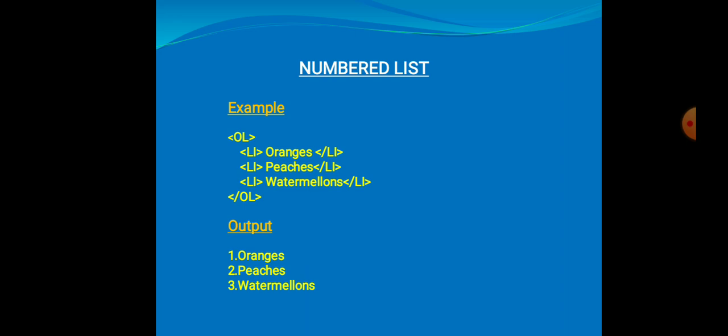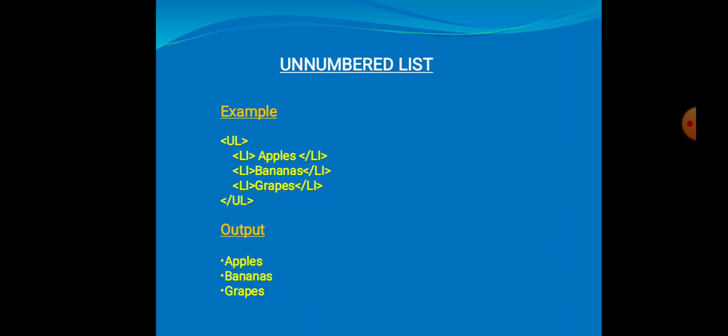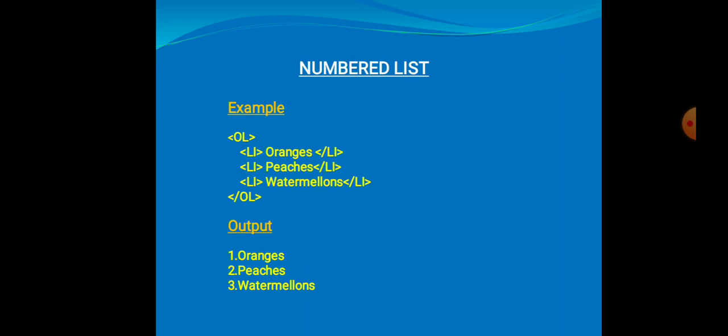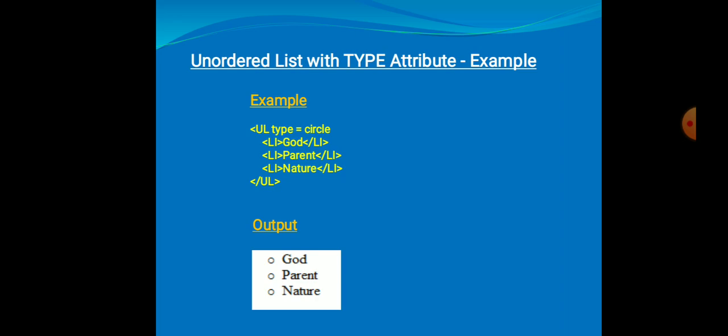And this is a numbered list. I told you this is an unnumbered list and this is a numbered list. Okay students, a numbered list starts with the tag OL. You are displaying the fruit names using the numbered list. The output will be like this, as I have shown below on the browser.